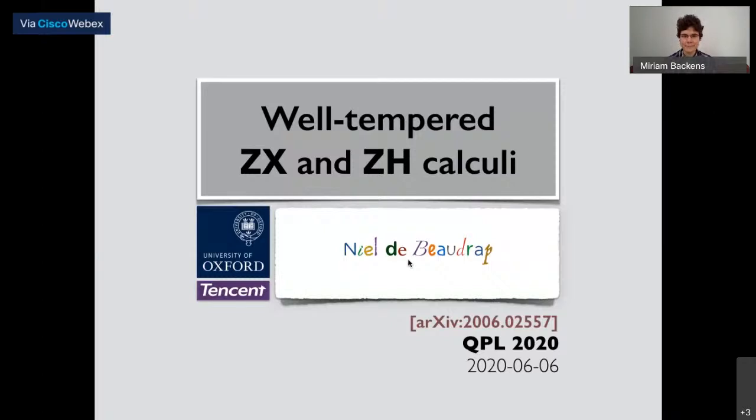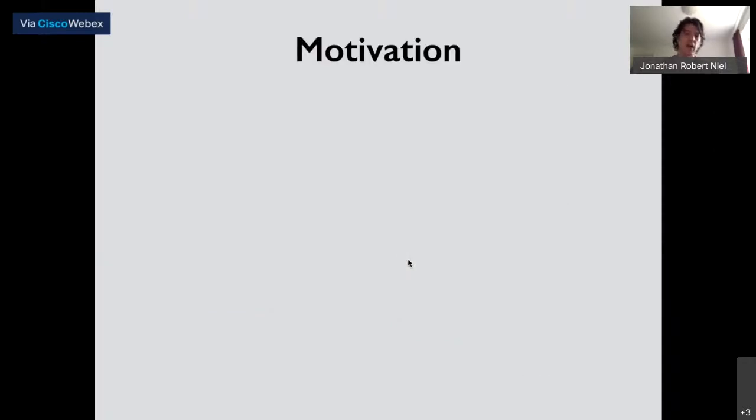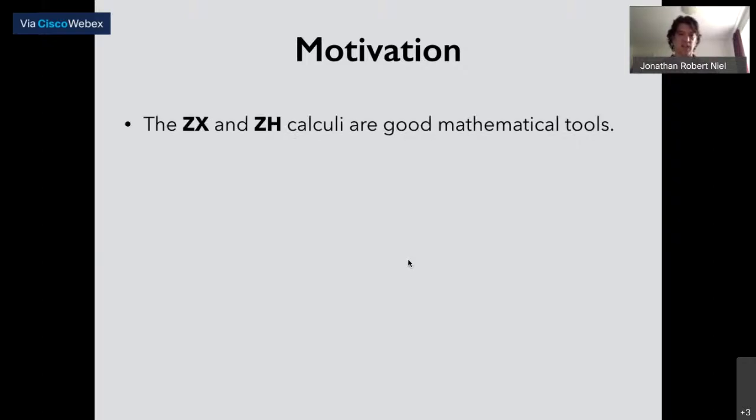I did this, of course, at the University of Oxford, where I'm based, funded by a gift from the Chinese tech firm Tencent. Okay, so what's my motivation here? I'm here not as the sort of person who would normally do work developing the ZX calculus, but as a prospective user. I see the ZX and the ZH calculus both as good mathematical tools.